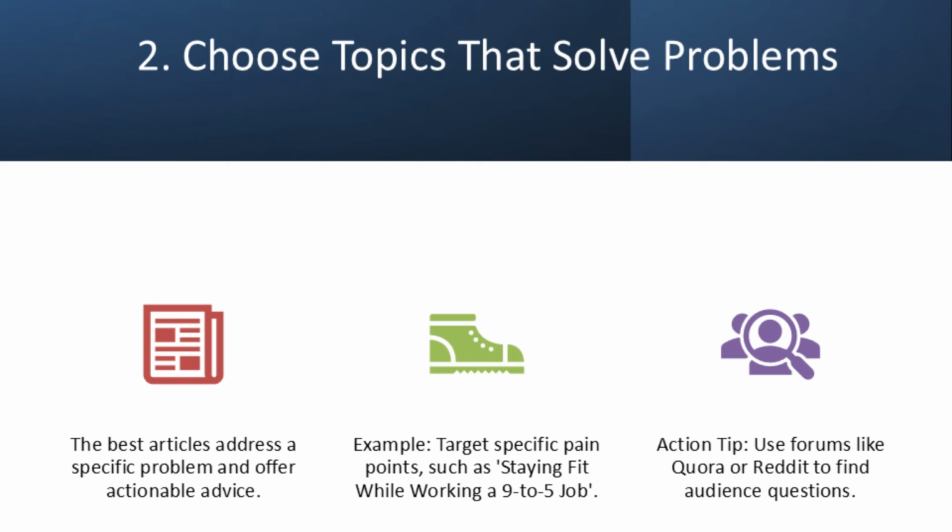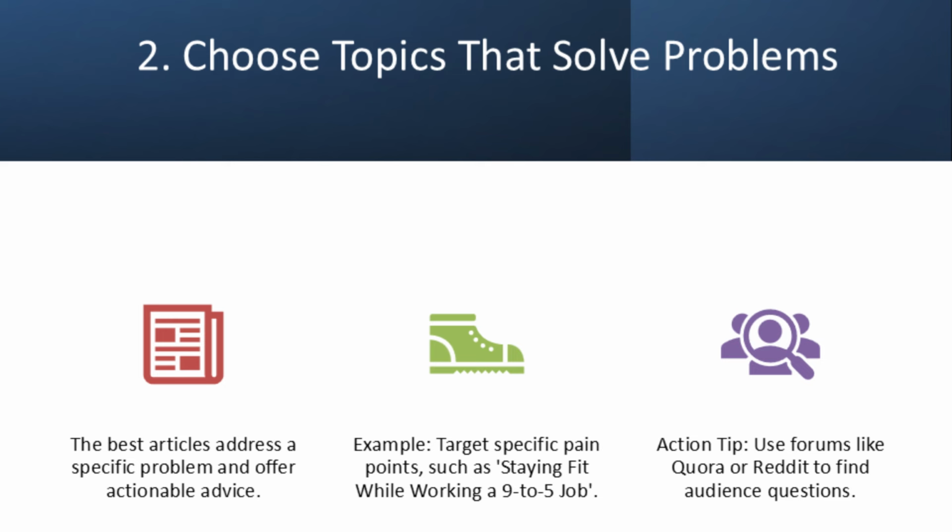Again, let's try to understand this with the help of an example. Imagine you are writing for a fitness audience. Instead of a broad topic like how to get fit, narrow it down to something specific like how to stay fit while working a 9 to 5 desk job. Now, this way, you are solving a specific problem, which is lack of time due to work, and you're solving it with practical solutions.